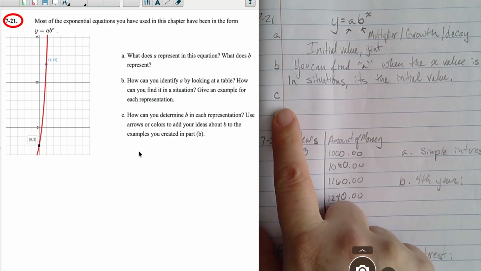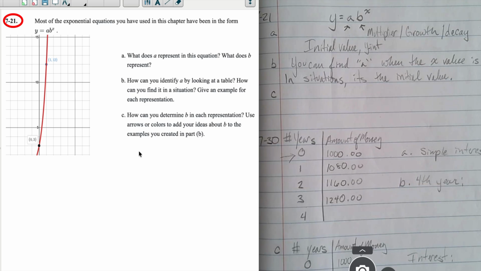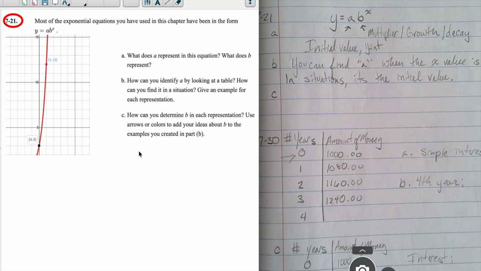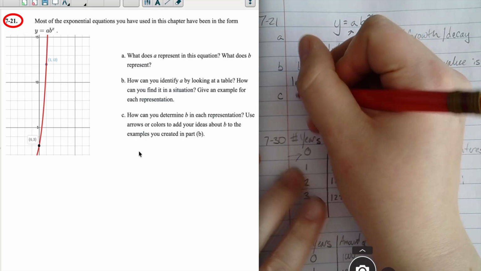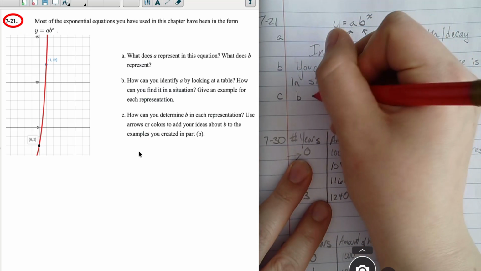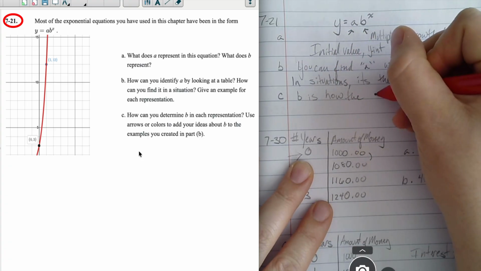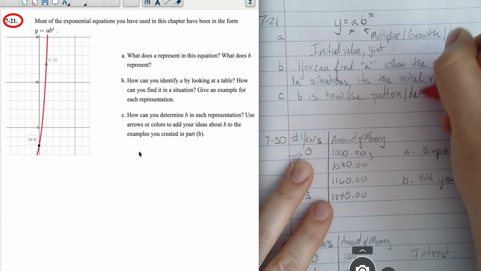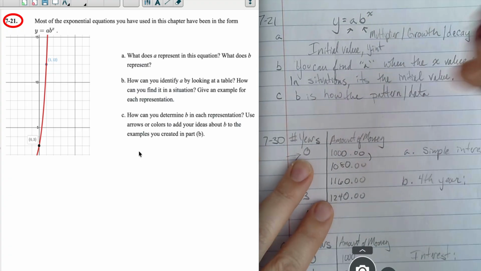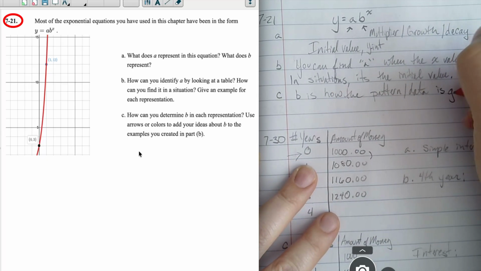Now, when we're looking at our different representations for b, what we would want to be talking about is the multiplier. So if we're looking at our tables, we can see that growth or decay by what do I need to do to get from one number to the next. So I think of it as how the pattern, or data, or numbers, whatever you want to call it, is growing.